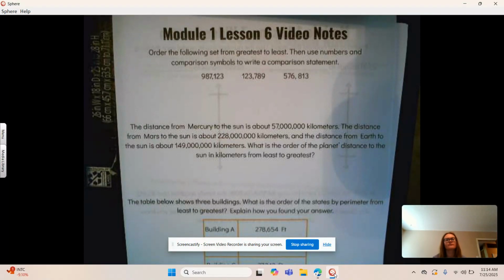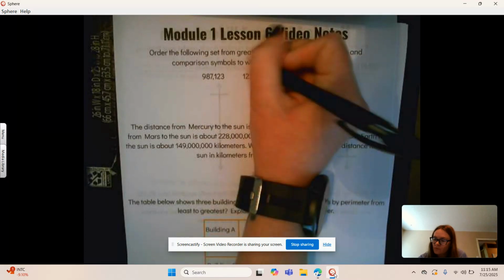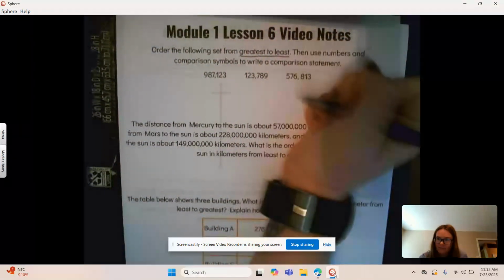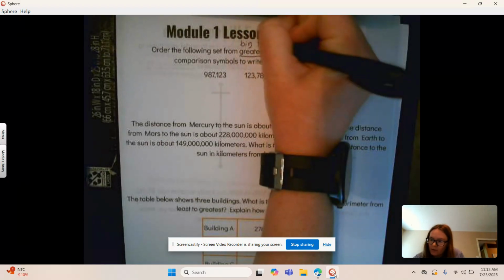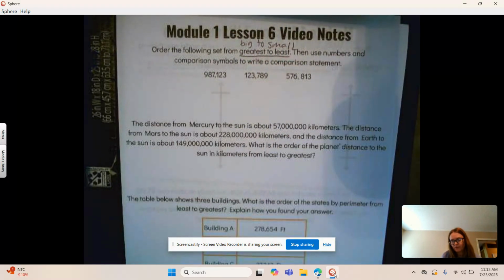So let's get started. Order the following set from greatest to least, then use numbers and comparison symbols to write a comparison statement. We're going to be going from greatest to least. What does that mean? Biggest to smallest, good. Big to small. Okay. So our first step is to line these numbers up.